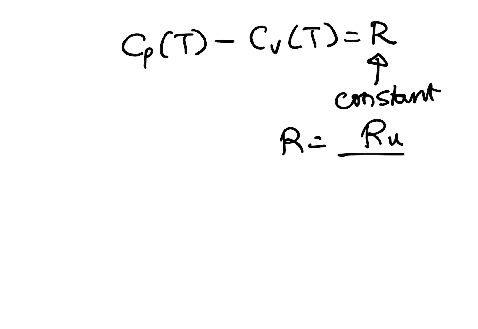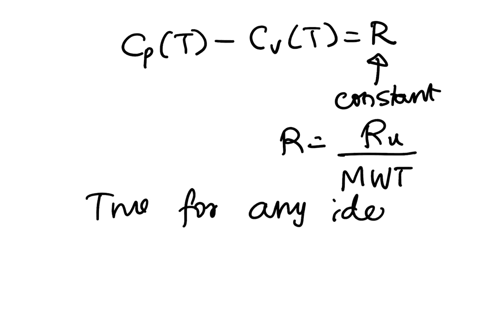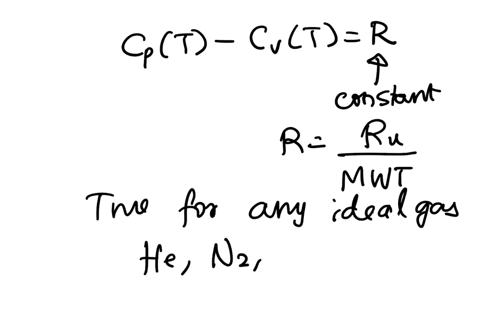which is equal to the universal constant divided by the molecular weight. This is true for any ideal gas. It could be helium, it could be nitrogen, it could be carbon dioxide, it could be sulfur hexafluoride, anything. As long as it's an ideal gas, this relation is true. Okay? So once we have this, it gives us some conveniences experimentally.